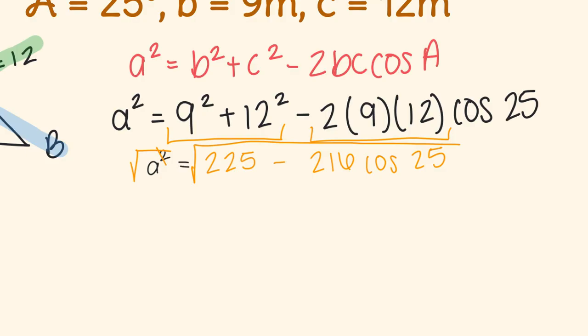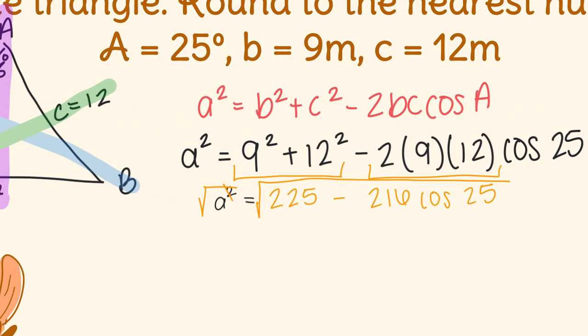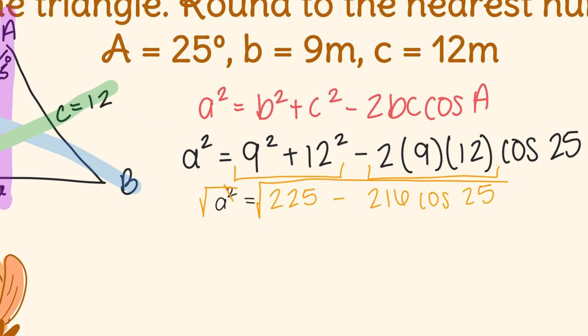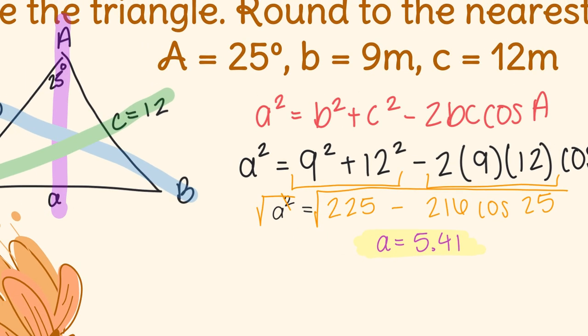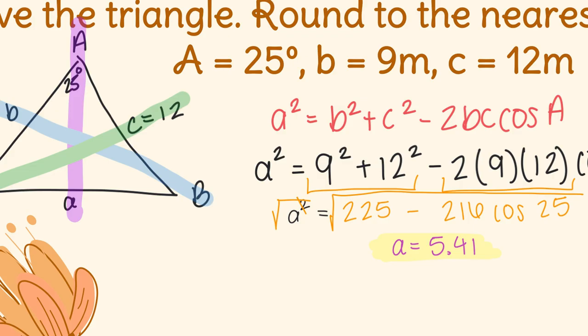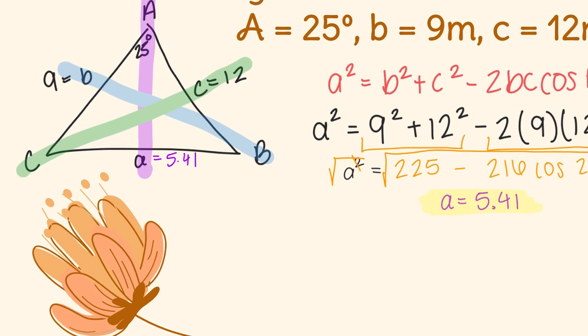So if you plugged it in correctly, your side for A, this is side A. Remember, it's not angle A. A is going to be 5.41 because we're rounding to the nearest hundredth. All right, I'm just going to go ahead and label that just so I have it. A is 5.41. And now I can use law of sine to solve for my angle.